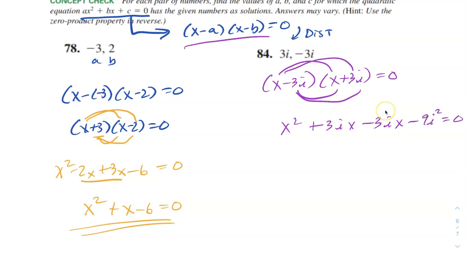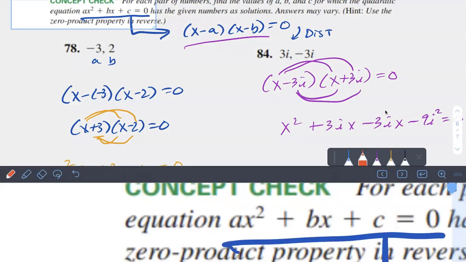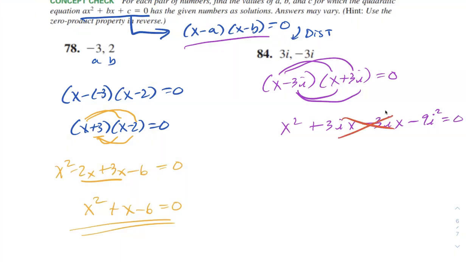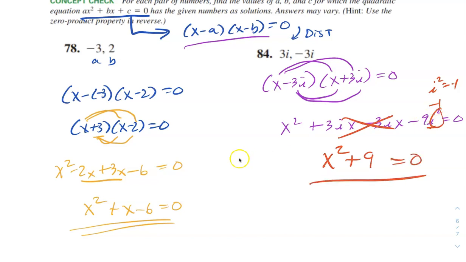Now the middle terms cancel out here. Don't forget i squared equals negative 1. So this is negative 1. So I get x squared. And remember, we're multiplying, we're not adding these. Negative 9 times negative 1 is positive 9 equals 0. And there you go. That's the lesson.